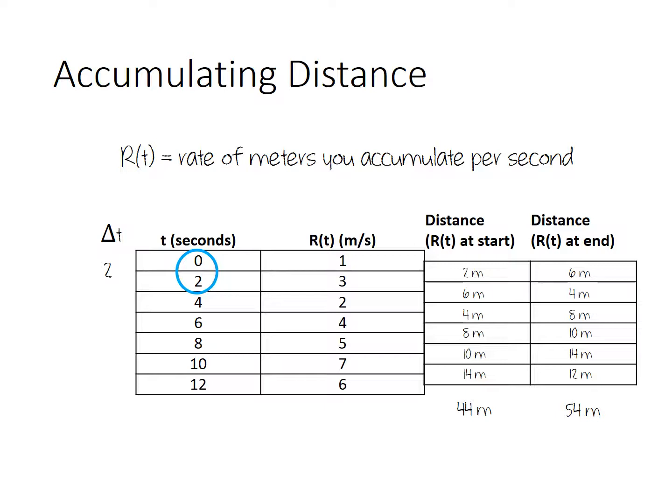There are a couple of things to keep in mind here. First, we assumed that r of t was constant over each interval. So both the 44 meters and 54 meters are approximations of the actual distance we traveled. Second, you might be inclined to think that the 44 meters is an underestimate of the actual distance, and that the 54 meters is an overestimate. You might be thinking this for several reasons.